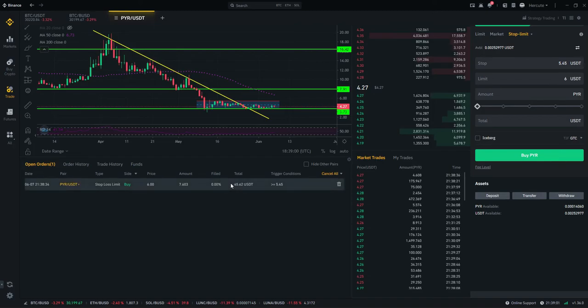And this order will be filled under these conditions. What are the conditions? If the market price is equal to or greater than 5.45, then our order is going to be executed. And that is how to set a buy stop limit. Let me know if it's clear.